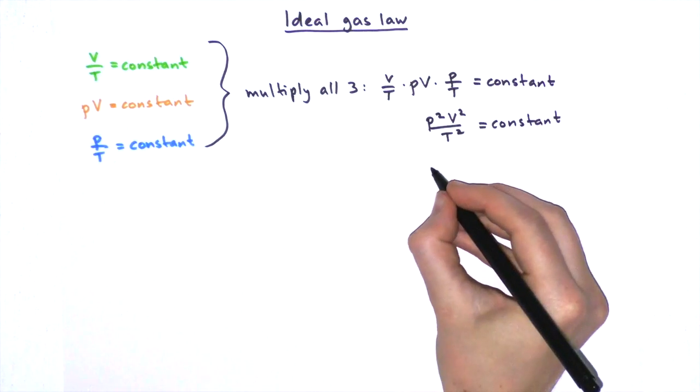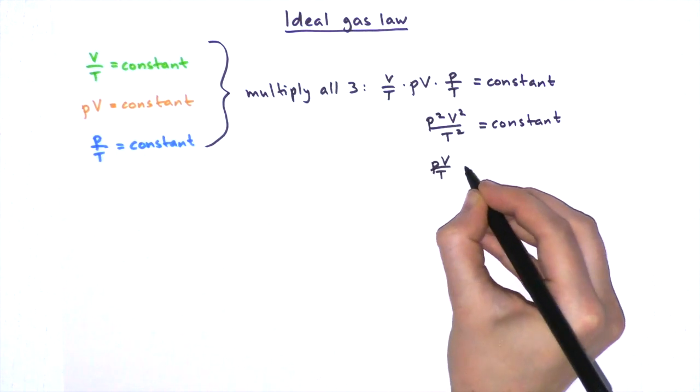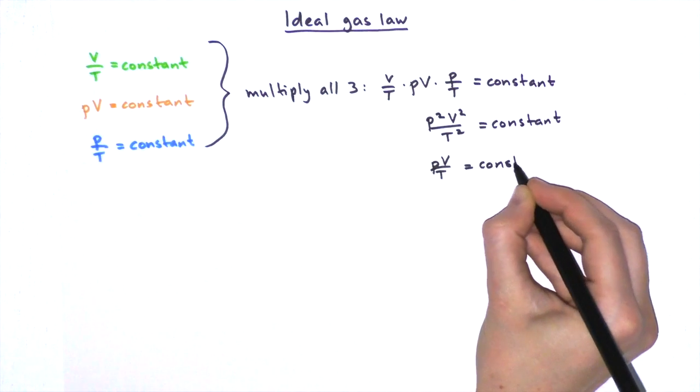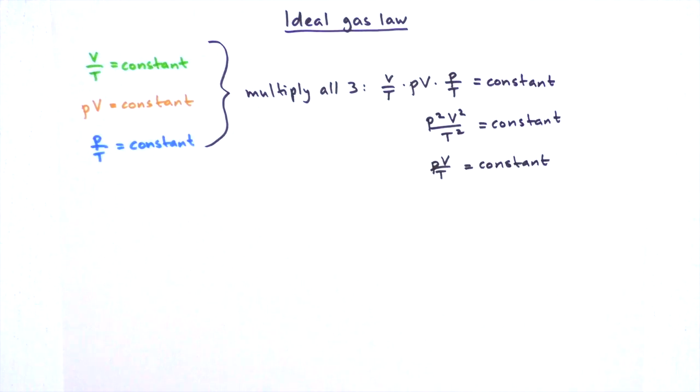And now, because they're all squared, we could take the square root, because they're all positive values. We can't have a negative volume, we can't have a negative pressure, and we can't have a negative temperature because it's in kelvins. So that means that we can take the square root of both sides, and on the left-hand side we're going to have PV over T, and on the right-hand side we're still going to have a constant. It's going to be the square root of the constant that we had before, but that still makes a constant.